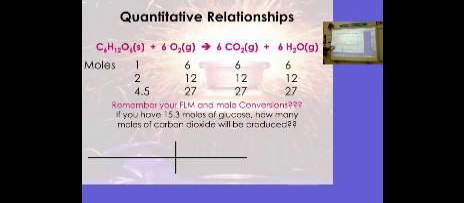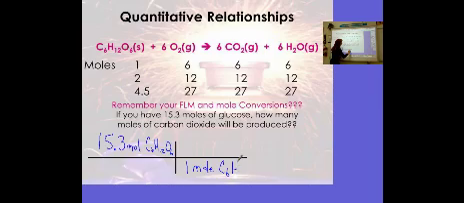So here's an example. If I have 15.3 moles of glucose, how many moles of carbon dioxide will be produced? Well, again, you always start with what you're given: 15.3 moles of glucose, which is C6H12O6. If I have moles of glucose on top, guess what I have to put on the bottom? 1 mole of glucose, C6H12O6. Exactly like we did before.